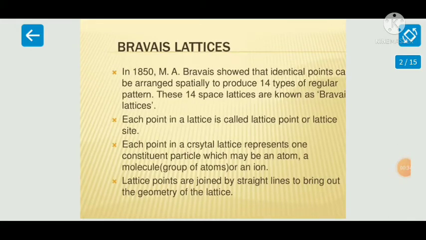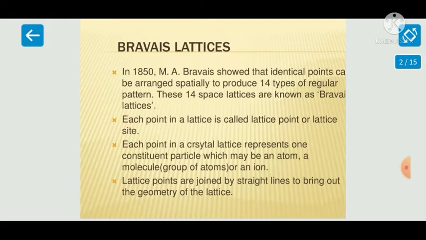Bravais lattice. In 1850, M.A. Bravais showed that identical points can be arranged spatially to produce the 14 types of regular pattern. These 14 space lattices are known as the Bravais lattices.